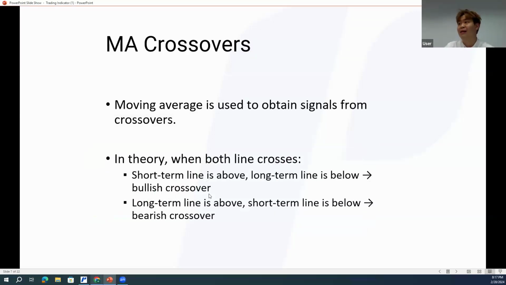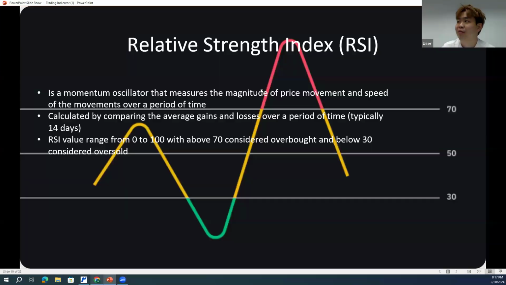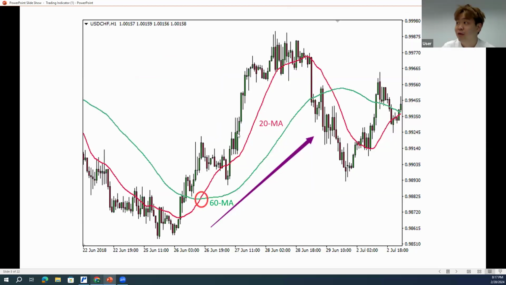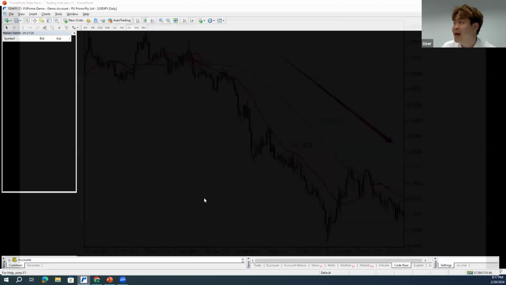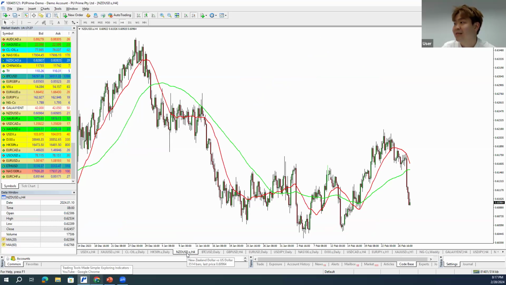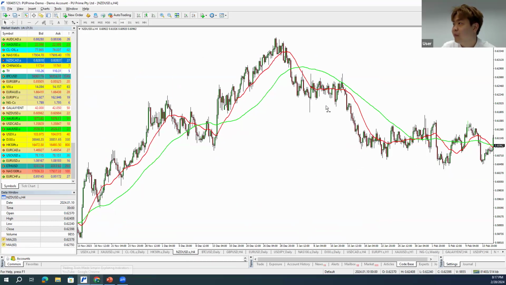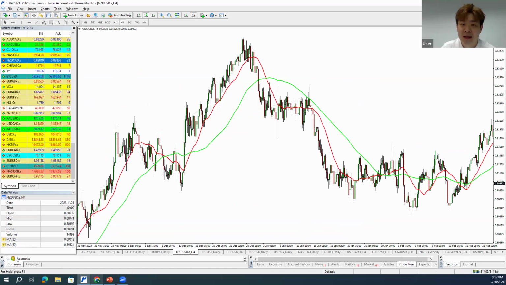So I hope I clarified how we can trade with the MA line crossover. And normally, the MA line can also be used as a support and resistance level. Let me give you one example here. You can see that here.